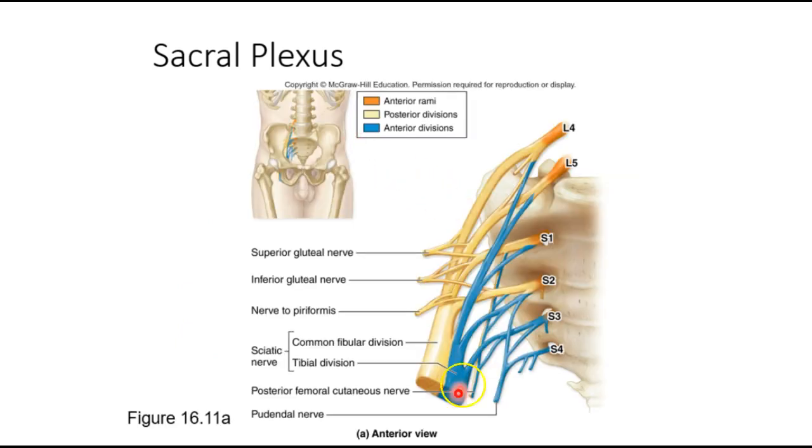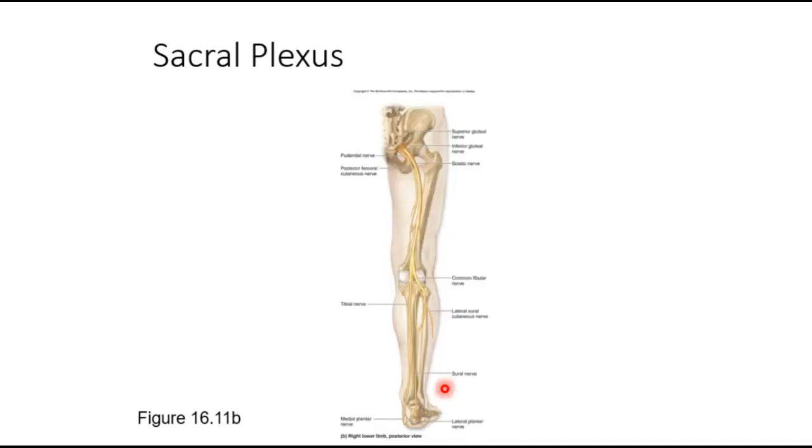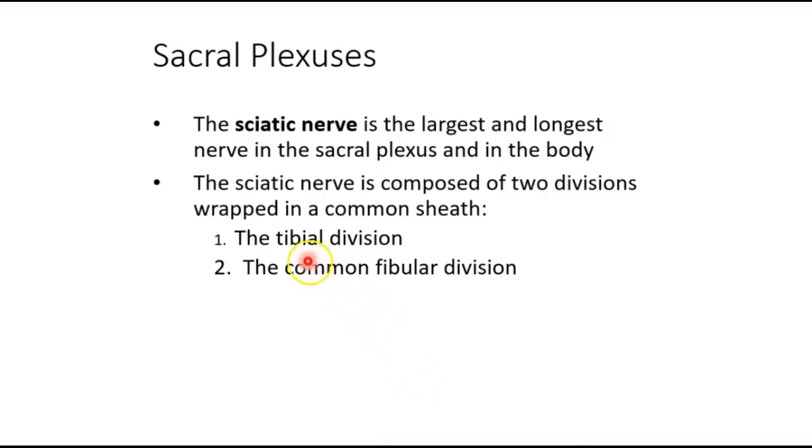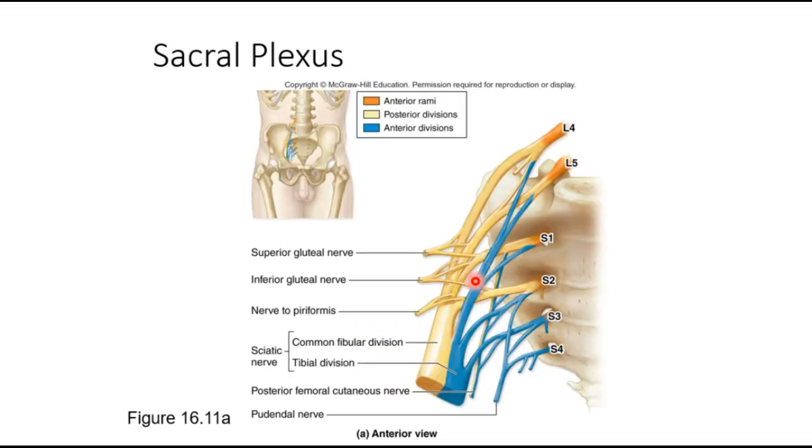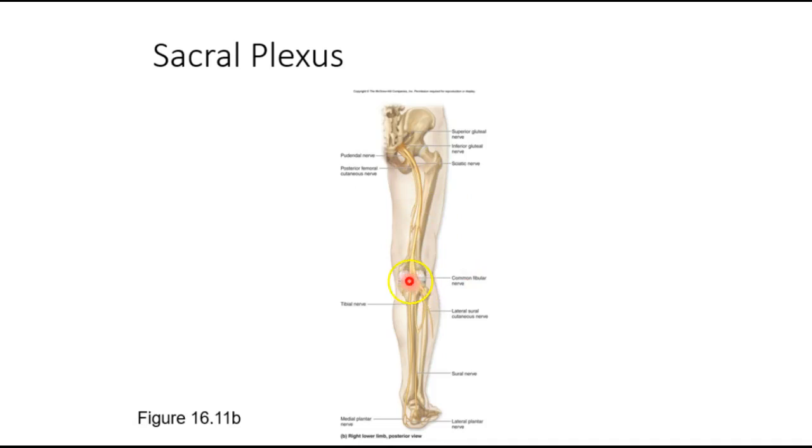So what we're going to see is the sciatic nerve is gigantic. It's about as thick as my thumb. And that's going to do the entire posterior leg. It's actually going to split into tibial and common fibular divisions. So even though it's posterior, this fibular is actually going to go anterior again.